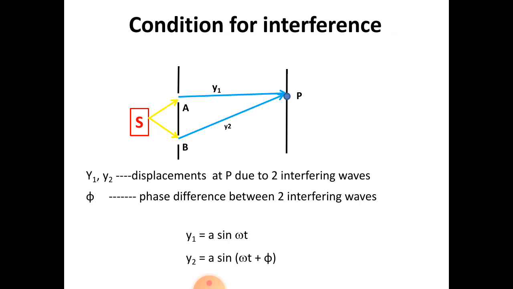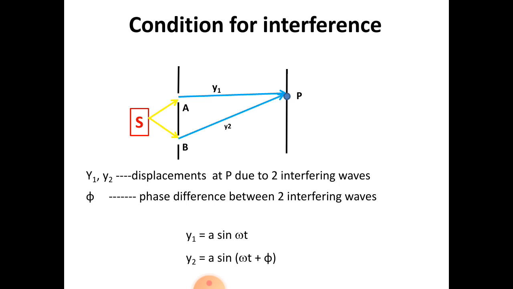So, to produce interference of light, we need two coherent sources. Here, A and B are two coherent sources. Then consider a point P on the screen and light waves from A and B reach the point P. Then the light waves from B travel a larger path than the light from A. Let y1 and y2 be the displacements at P due to the two waves from A and B. Then phi be the phase difference between these two interfering waves.